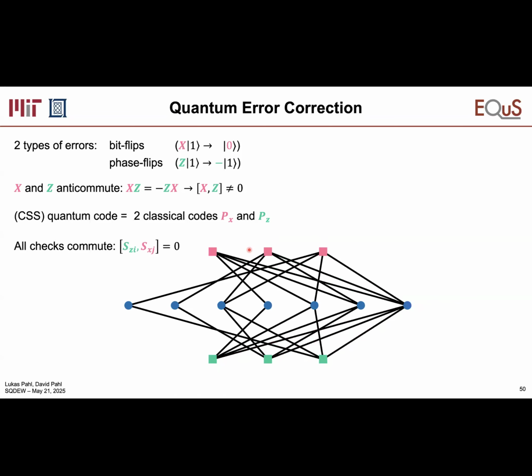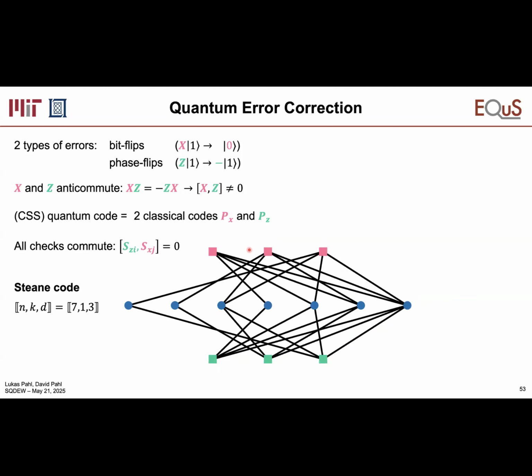The last thing I want to point out is that these checks need to commute so that the code is actually functional. That means they need to overlap in an even amount of places. And we can actually confirm that in this mess of lines, every pair of checks only touches on 2 or an even number of data qubits.